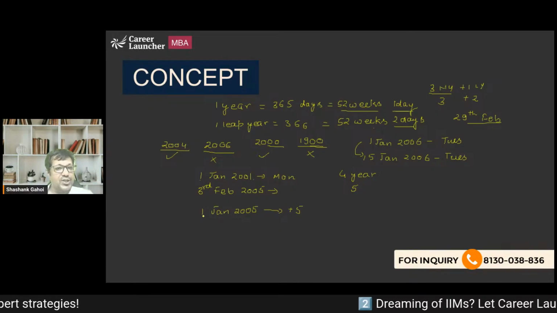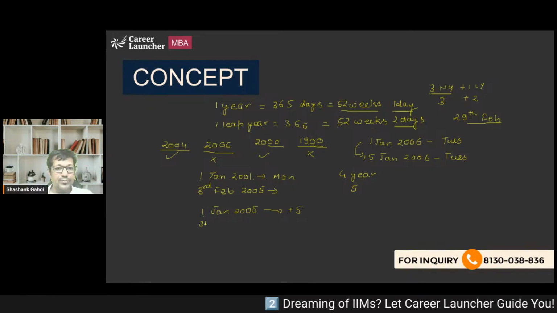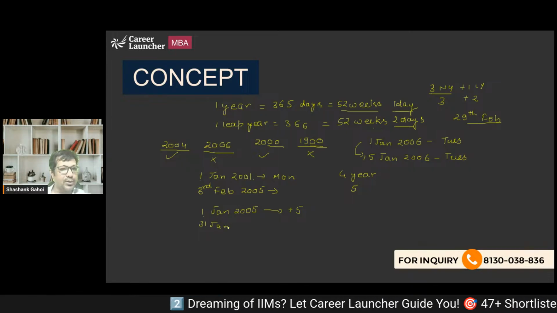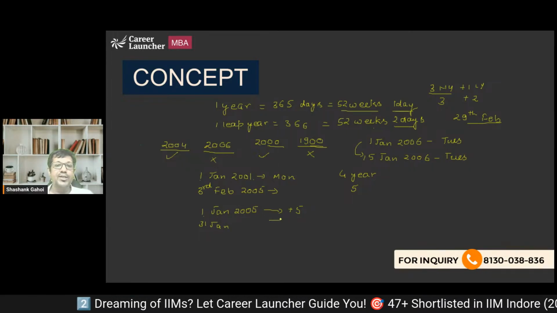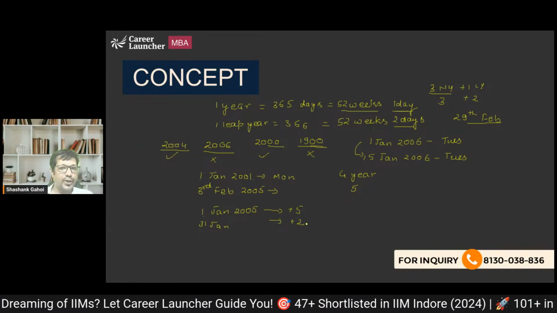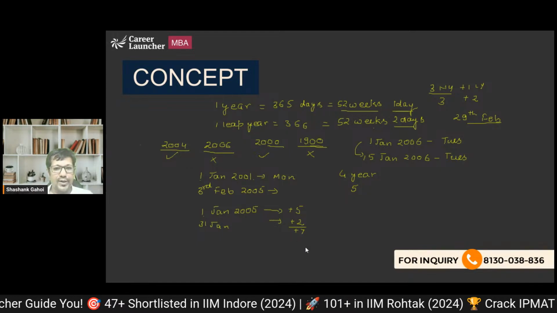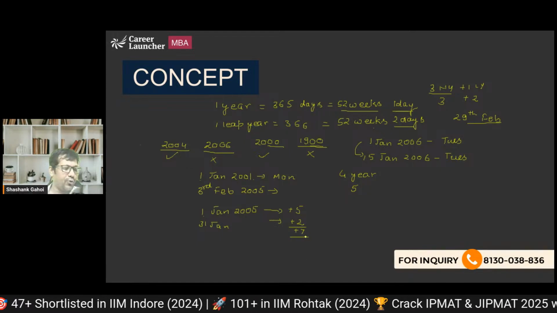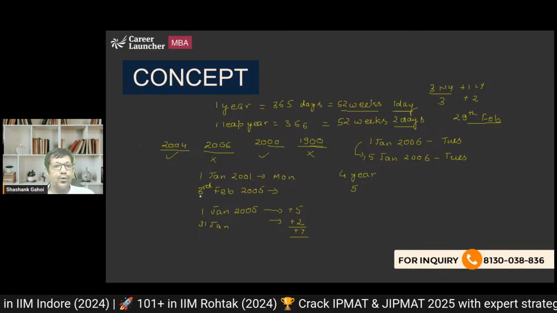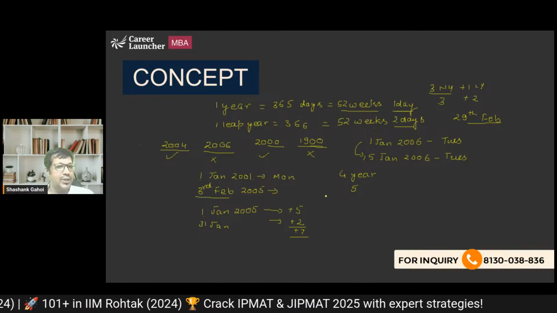Then 1 January to 31st January: how many days are we talking about? 30 days. In 30 days, how many extra days are you going to get? 2 days. So 5 plus 2 is 7 days. It's done. It's already a week, right? So we are not going to worry about that. Now for 3rd of February, I need 3 more days.